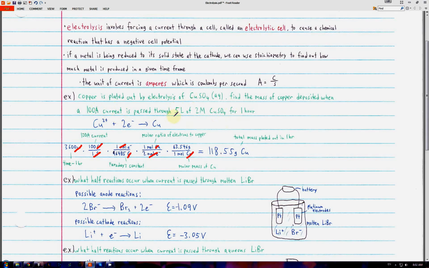Now notice how we didn't use these numbers in our problem. That's because the amount of copper sulfate that you start with does not affect how much plates out, because the rate of plating out is constant. It doesn't matter how much you start with. If you only have this much current and this amount of time, the amount you plate out will always be the same, no matter how much you start with.